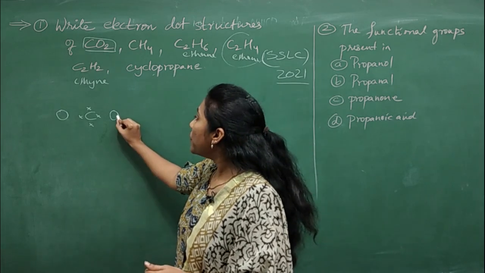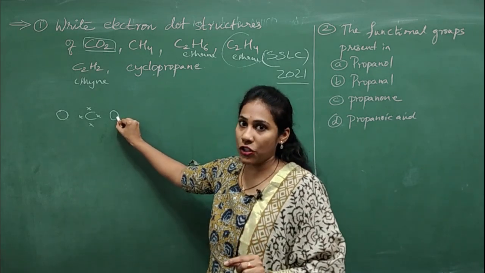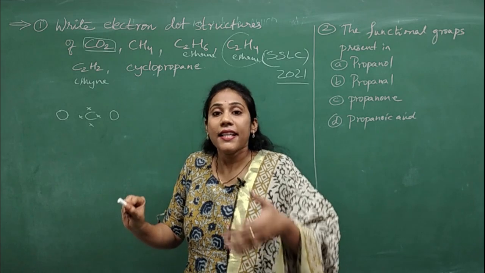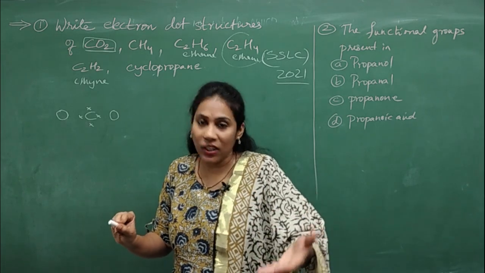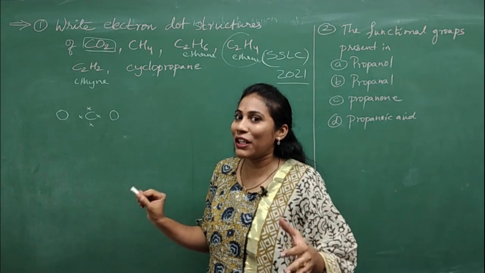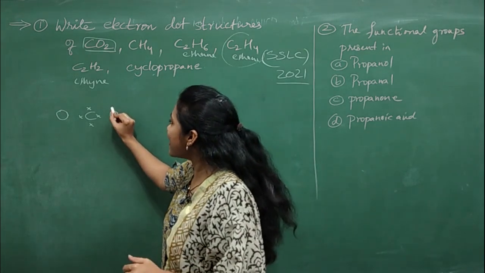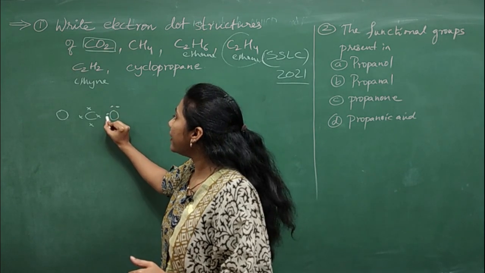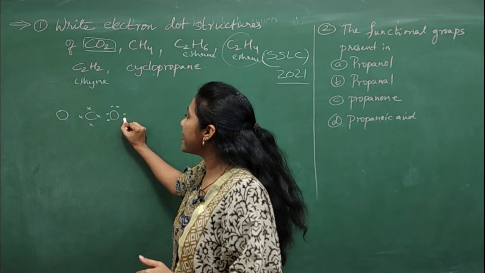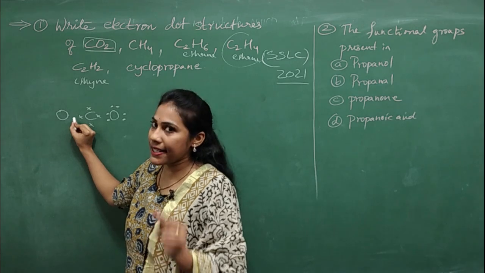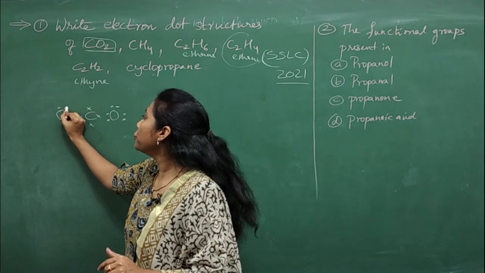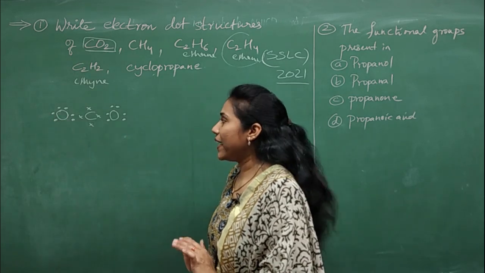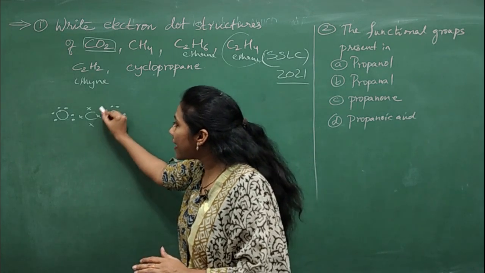Similarly, write the valence electrons on oxygen also. So oxygen has how many valence electrons? 6 valence electrons. This particular knowledge you should have. Otherwise, you cannot write the dot structures for the compound. Clear? Fine. The 6 electrons I will represent like this: 1, 2, 3, 4, 5, 6. This oxygen also has 6 valence electrons: 1, 2, 3, 4, 5, 6. And now I have to circle the atoms.